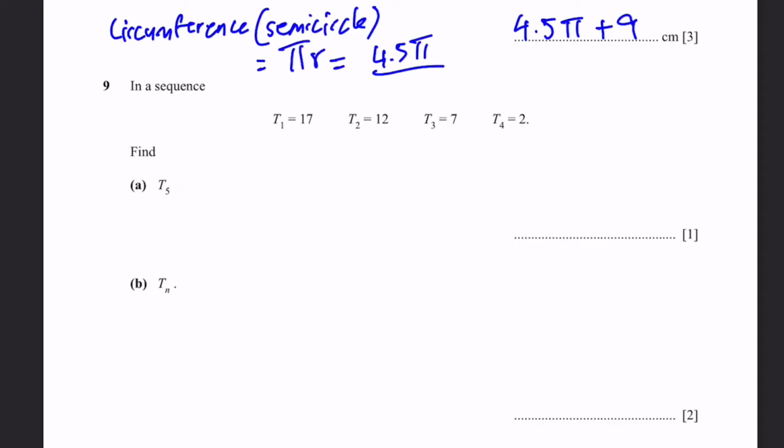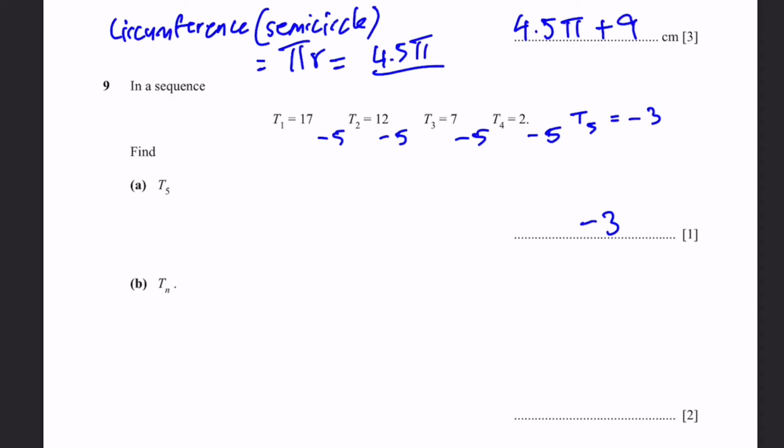Question 9. In a sequence, the first term is 17, the second term is 12, the third term is 7, and the fourth term is 2. Find A, the fifth term, or t sub 5. We can see that between each term, there is minus 5, minus 5, minus 5, the term to term rule. So going from the fourth to fifth term, it also has a minus 5. So 2 minus 5 is negative 3, which is t5. t sub 5 is equal to negative 3.